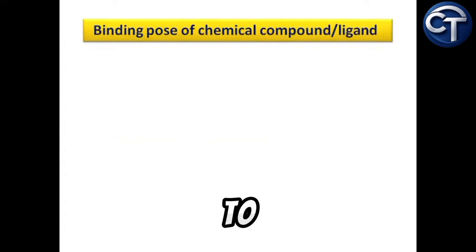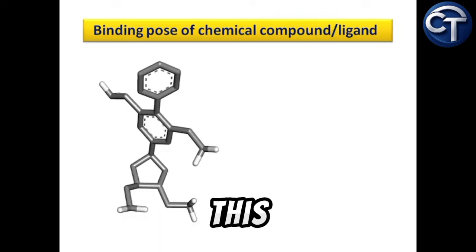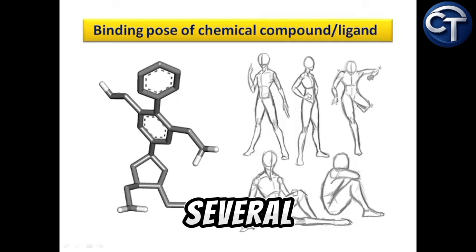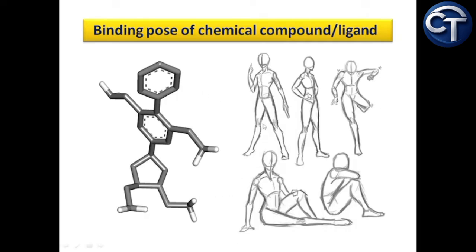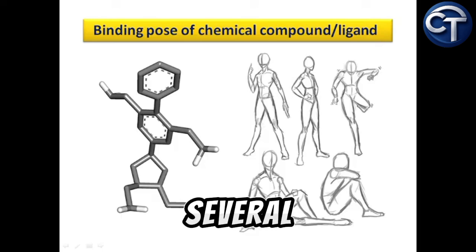So now I am moving to the next part. That is the binding pose of the ligand. So suppose this is a chemical compound, a ligand, and for better understanding I have designed it like the shape of a human body. You see, in the human body, there are several joints, like the knee joint, elbow joints, and several other joints. Okay, and these joints are flexible.